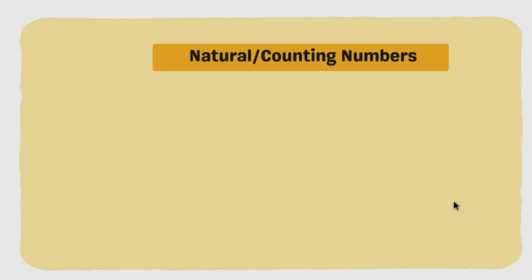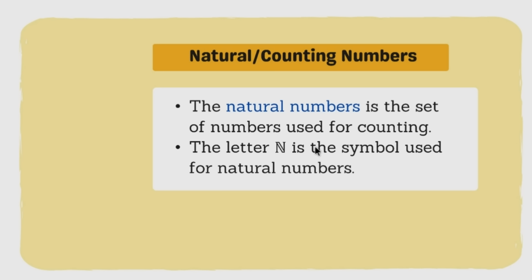The first is a natural or counting numbers. Nung una, ito yung ginagamit nating mga numbers when we start learning about numbers. We count things. Okay, nagsimula tayo sa pagbibilang. So these are the natural numbers. These are the set of numbers used for counting. Okay, the letter N is the symbol used for natural numbers.